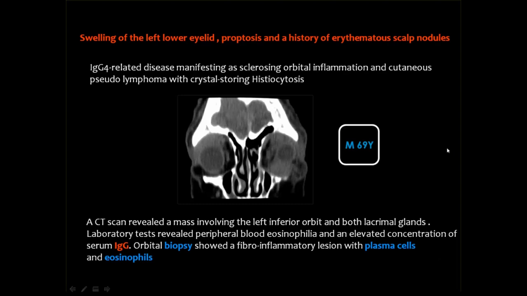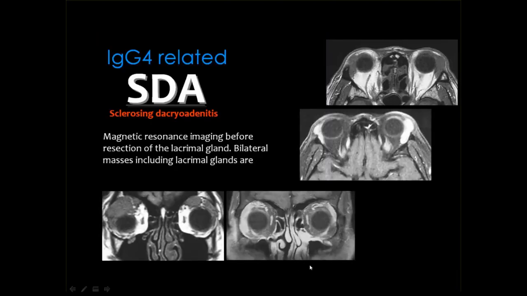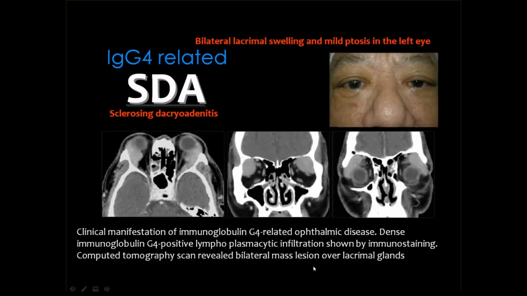Then this is an example of an IgG4 related bilateral lacrimal gland enlargement. The biopsy of the lacrimal gland showed fibroinflammatory lesion with plasma cells and eosinophils. Then another example by MRI, bilateral almost symmetrical lacrimal gland enlargement. If you inject contrast material, they enhance significantly, and you need the biopsy to confirm the diagnosis. But you include this in the differential diagnosis, of course.